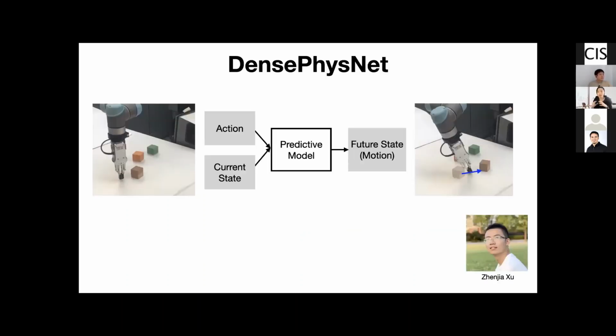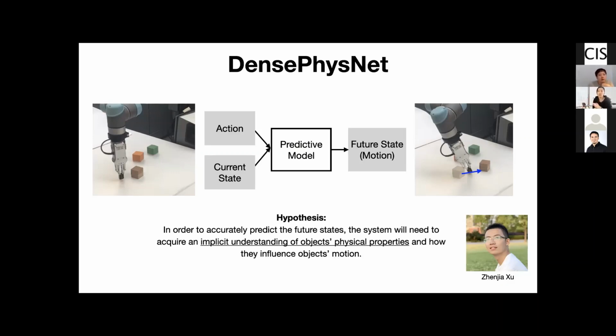To address all these challenges, we developed an algorithm called DensePhysNet, where the key idea is to learn a prediction model that is able to predict the future state of the object given the current observation and a robot action. Our hypothesis is very simple. In order for the algorithm to accurately predict the future state, the system will need to acquire an implicit understanding of objects' physical properties and how they influence object motion. As a result, the system can learn about object properties without being explicitly supervised on those parameters.